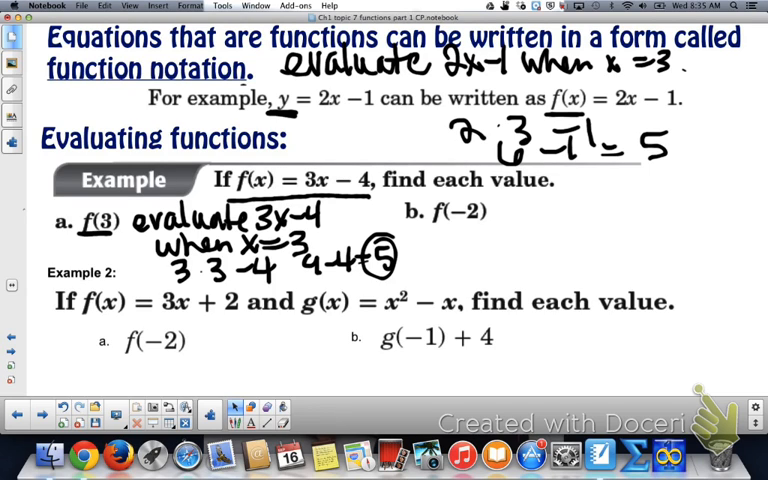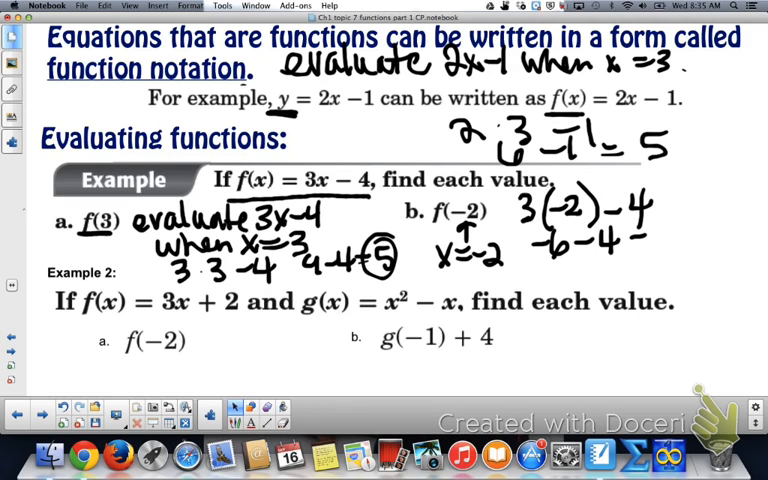Okay, the next one, f of negative 2. Evaluate f when x equals negative 2. So that means x equals negative 2. So we have 3 times negative 2 minus 4. 3 times negative 2 is negative 6, minus 4 is negative 10.